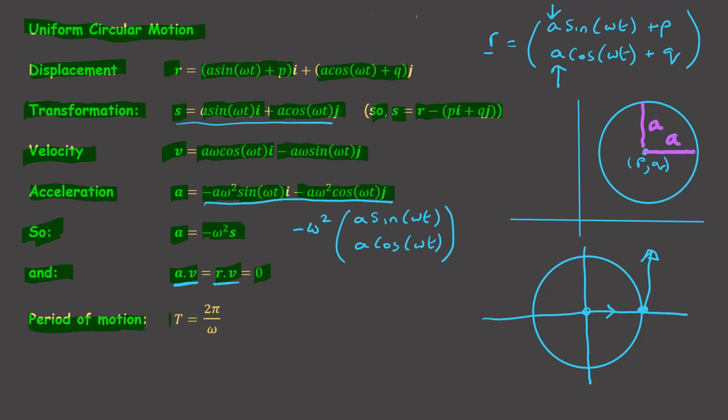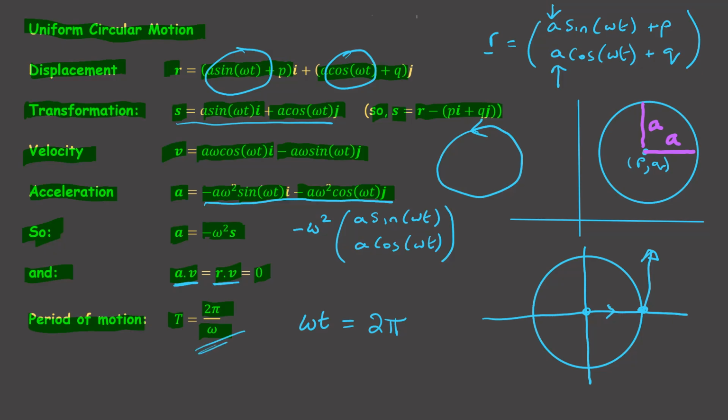The period of the motion, capital T, is 2 pi divided by omega, something really worth remembering. And that's because if we think about omega t being equal to 2 pi, which is the period of both the sine function and the cosine function, and then just rearrange by dividing by omega, we can see that once around would be 2 pi divided by omega.